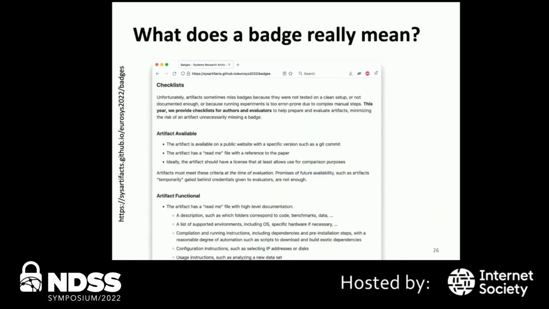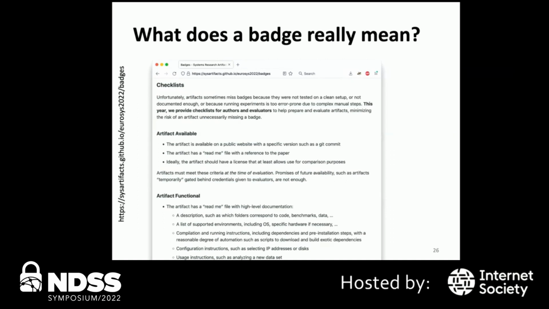Some of the simplest badges have pretty clear criteria. The artifact available badge says that the software or data set has to be on some publicly available repository. It has to be permanently available, which typically rules out your personal website or maybe even your institution's website. They want it on Zenodo or something that's really made for archival.